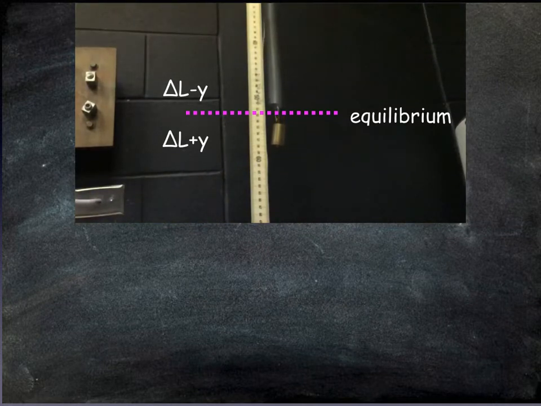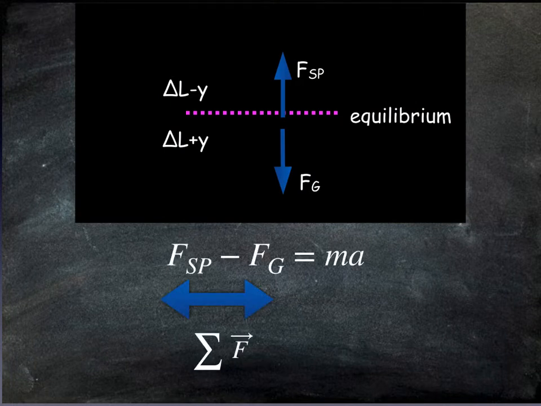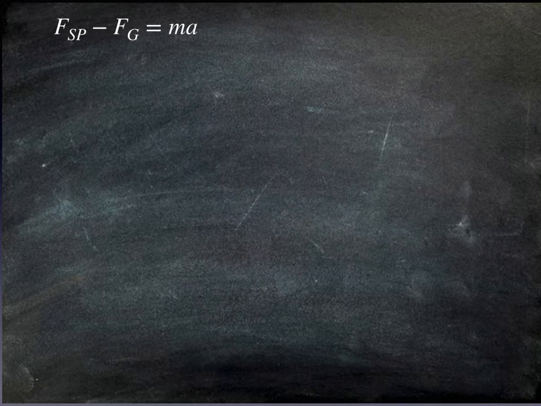Now let us give our spring a small displacement and let it oscillate around this equilibrium point, shown here with a purple dashed line. At any given point, there are two forces acting: the spring pulling up and the weight pulling down. These are essentially the forces for which we will write Newton's law of motion, sigma F equals mass times acceleration. We will need to do some basic algebraic manipulation, but nothing too terrible.